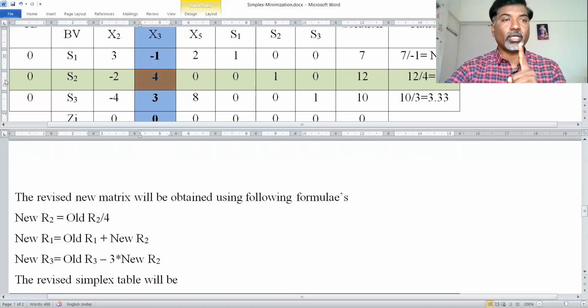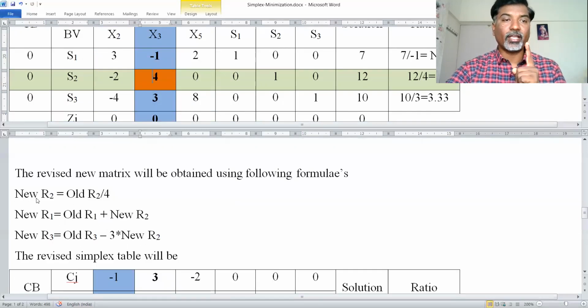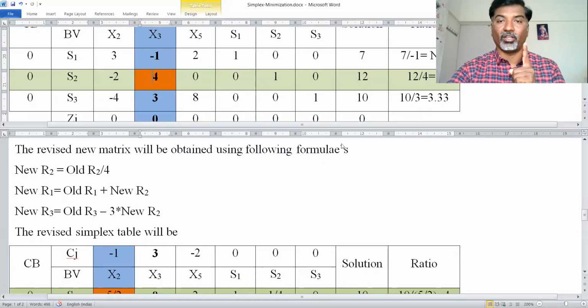So to make this key cell value 1, you have to divide this whole row by 4. So we can write, this is my first row, second row, third row. What formula am I going to write here? The revised new matrix will be obtained using the following formula. New R2. I am going to calculate this first, this is my second row. That's why new R2. R2 is nothing but row number 2. New R2 is equal to old R2 divided by 4.